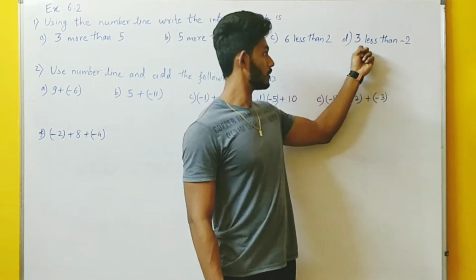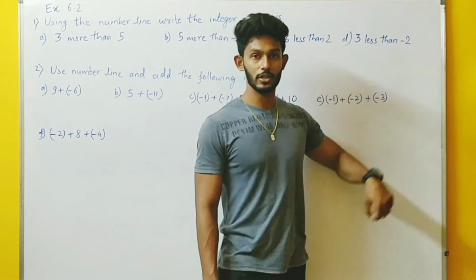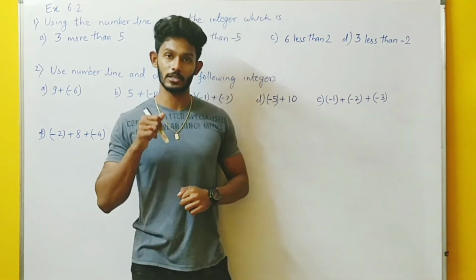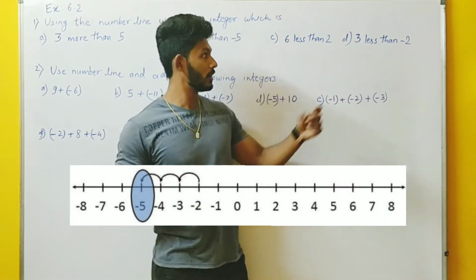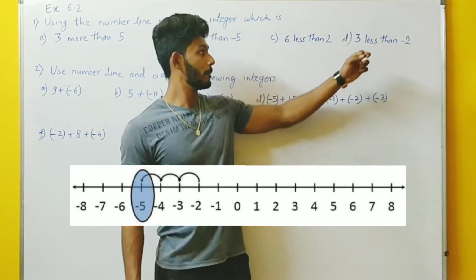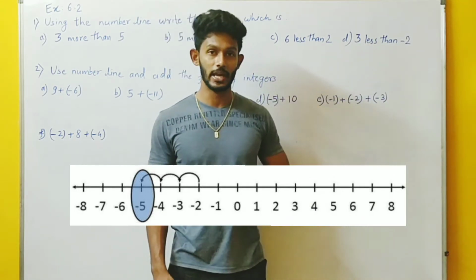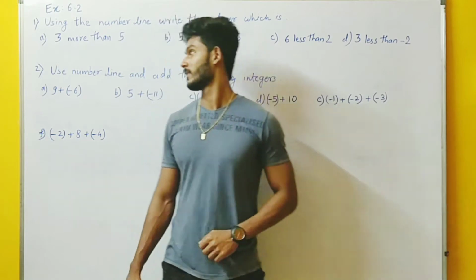Now the last one, 3 less than minus 2. So first we will be at minus 2 and from minus 2 we will move towards the left hand side by 3 steps. So we will reach minus 5.